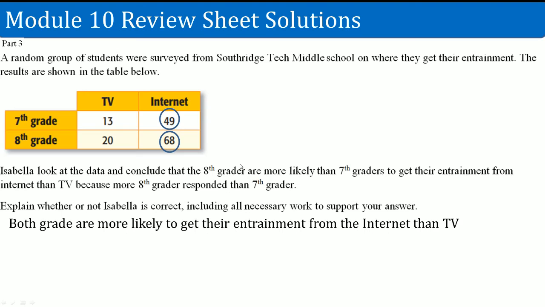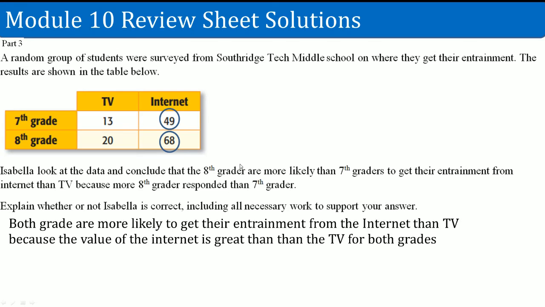So you would say, hey, both grades are more likely to get their entertainment from the internet than the TV because the value of the internet is greater than the TV for both grades. Makes sense. 49 is bigger than 13 for the 7th graders, and 68 is bigger than 20 for the 8th graders. But here's the real solution.